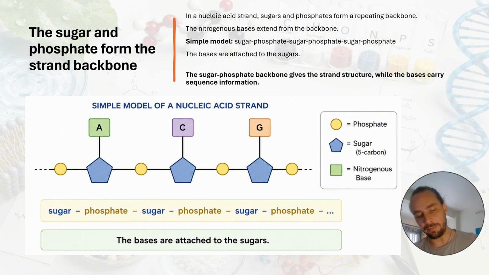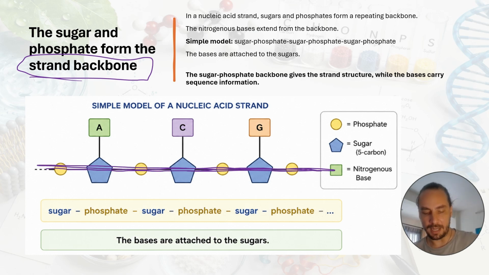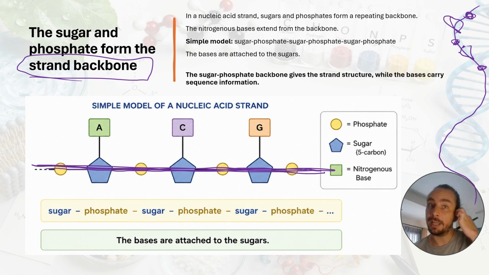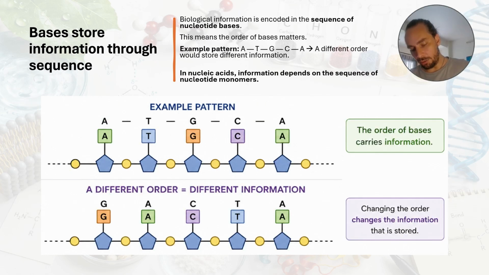The sugar and the phosphate strand form the backbone. Basically, all these structures are attached in like a backbone, okay? So if I have DNA like here, this would be the sugar and the phosphate, the sugar and the phosphate groups that are forming the backbone of DNA and RNA. Now, the order of the bases carry the information.